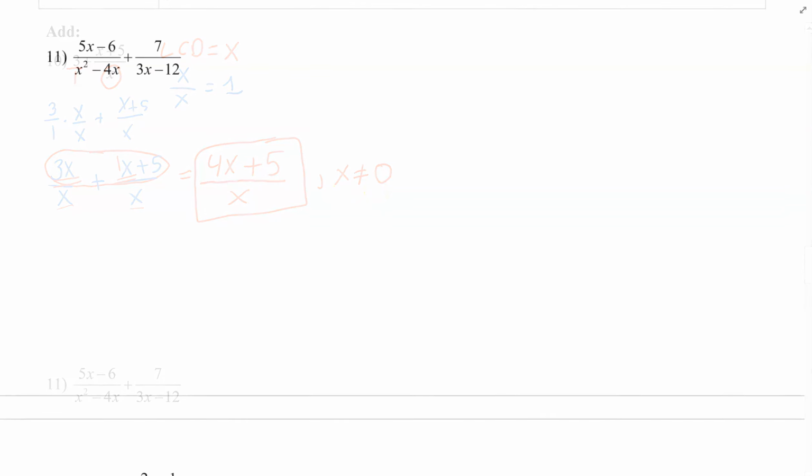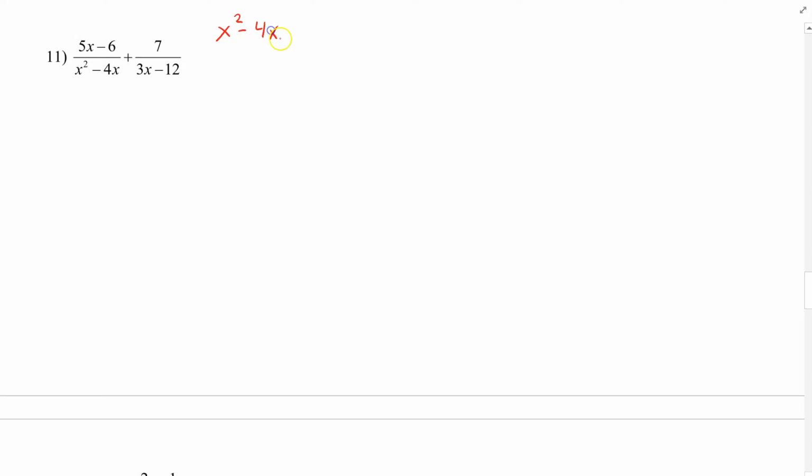So in example 11, we have a little bit more complicated of an example. It's still adding fractions, and they both have something different in their denominators. So we need to make the denominator common. So what I'm going to do first is just look at my two different denominators, x squared minus 4x and 3x minus 12. And what we're going to do is factor each of those denominators, because I'm trying to create a lowest common multiple between the two denominators. We call that the lowest common denominator.